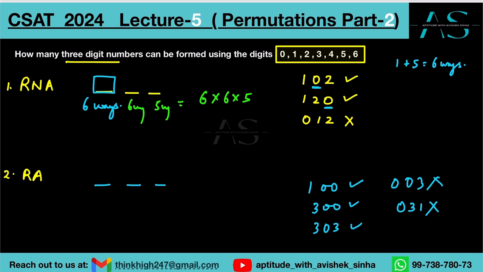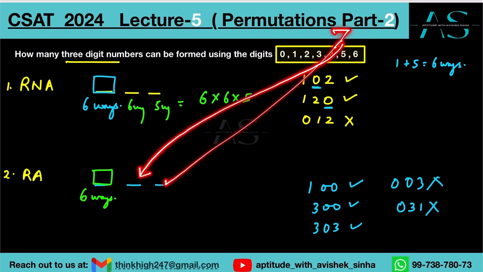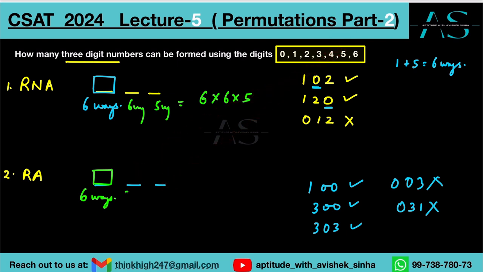So whenever we have 0, we have that constraint of filling the first spot first, and in order to fill the first spot first, we have got only 6 options, not 7. Although the total number of options is 7, we can only use these 6 to fill the first spot. Now, we can use all these 7 options to fill the next spot and the next spot. So this is 7 ways and 7 ways. The correct answer is 6 into 7 into 7. These many numbers.